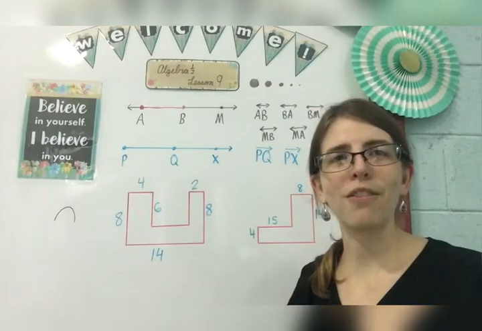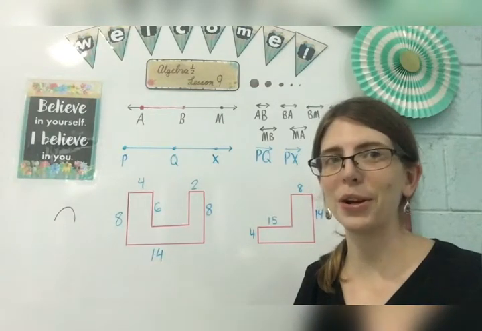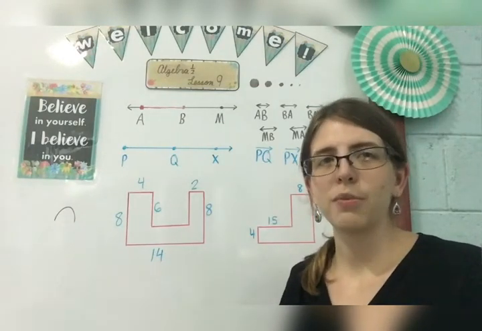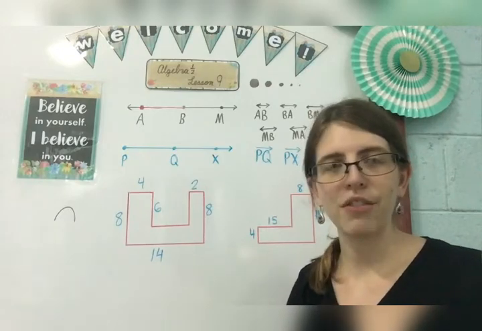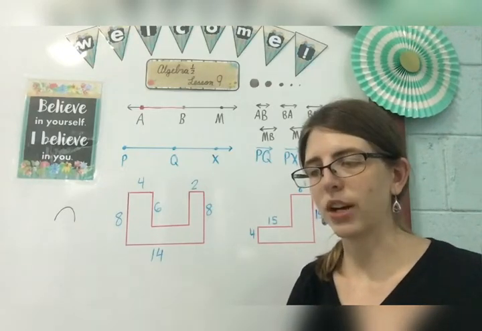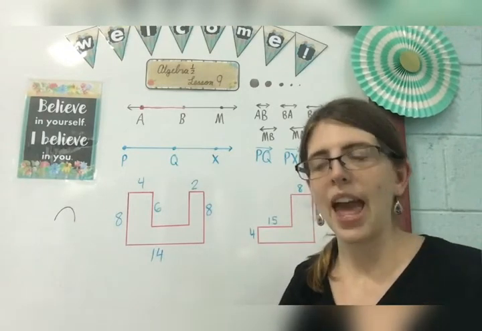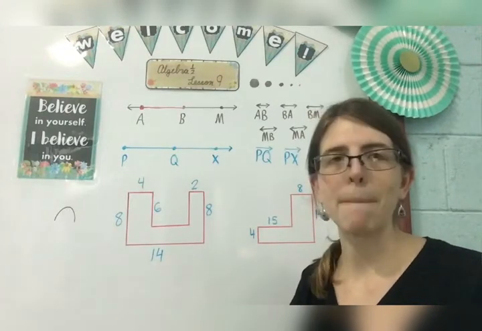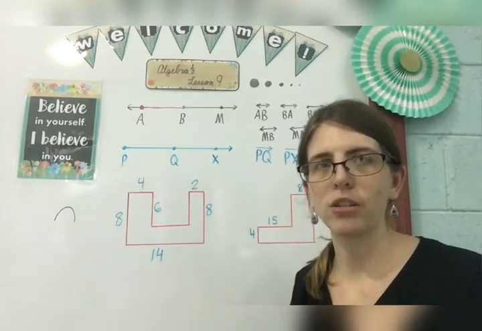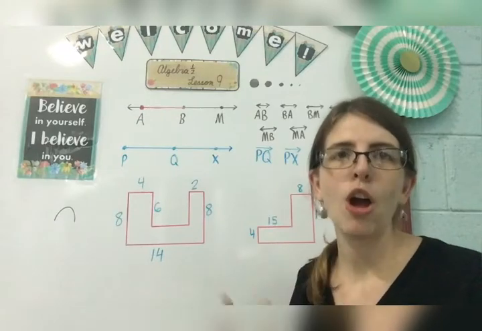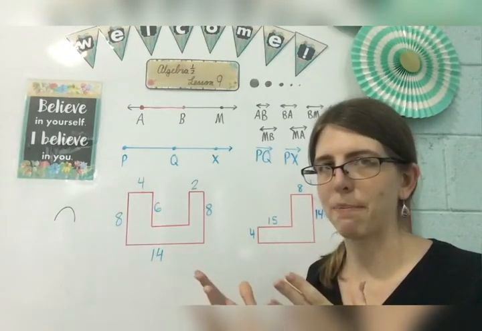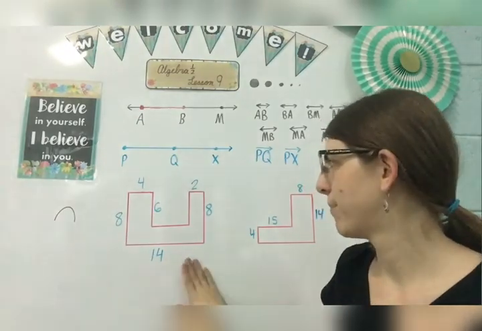Okay, the final part of our lesson today is perimeter. Perimeter comes from a Greek word. The prefix peri, if this is in your book, means around. And the Greek word metron means to measure. So when we're measuring perimeter, we're measuring around a shape. So look at this shape.